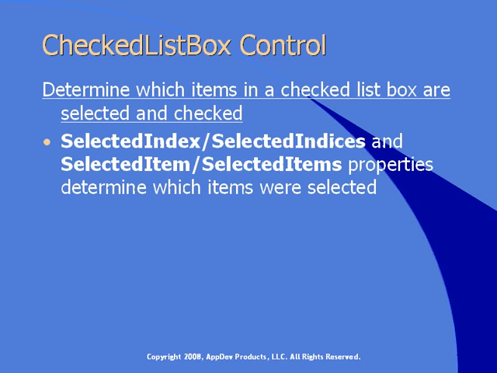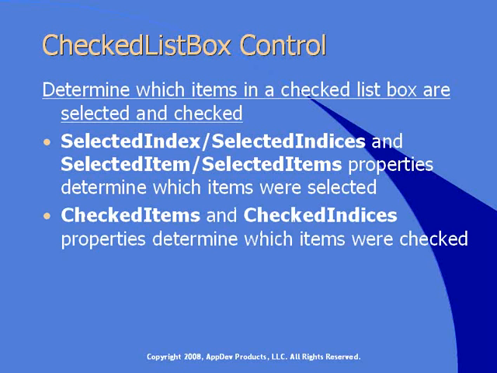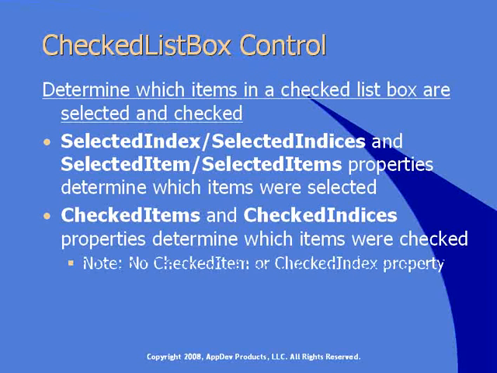If you want to know which items were selected, you can use the selected index or selected indices and the selected item or selected items properties. So you can select one or more items and use those properties to find out which items were selected. If you want to find out which items were checked, then you can use the checked items and checked indices properties. And note that interestingly, there's no checked item or checked index property.